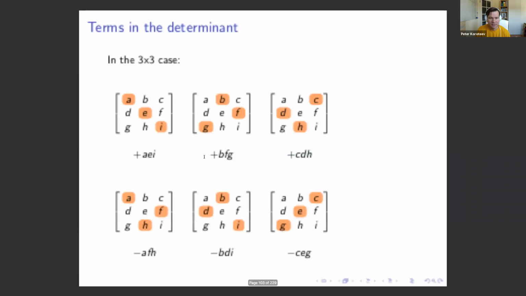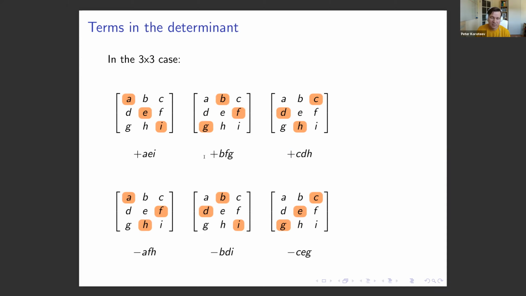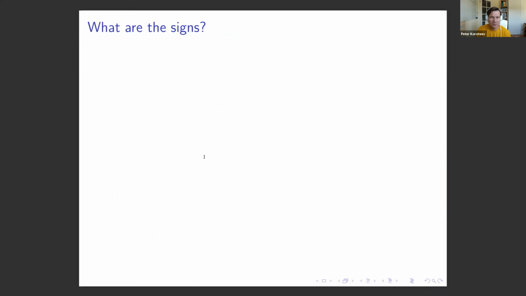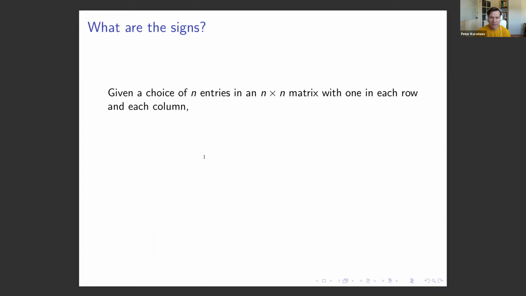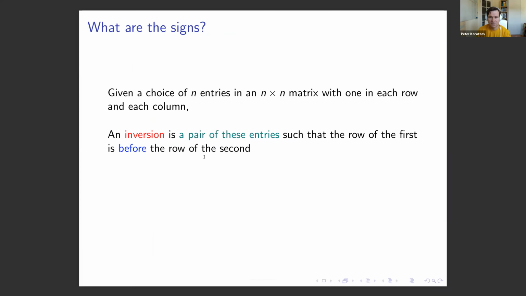So here's that again. Some of the contributions have plus signs, some have minus signs. So how do we figure this out? Given a choice of n entries in an n by n matrix, with one in each row and each column, an inversion is a pair of these entries such that the row of the first entry goes before the row of the second, but the column of the first is after the column of the second. So we define the notion of inversion for a pair of entries.